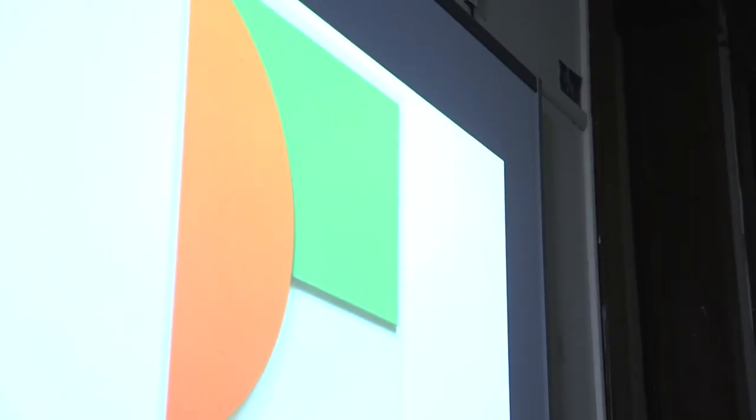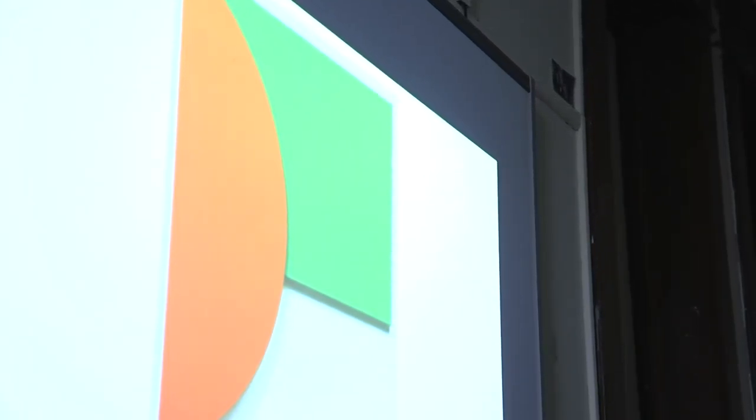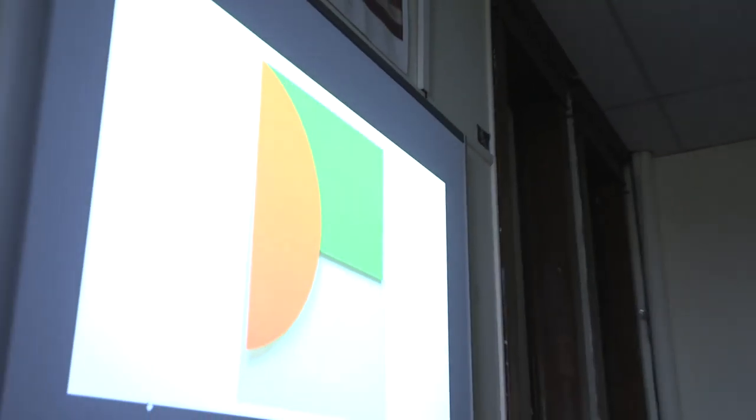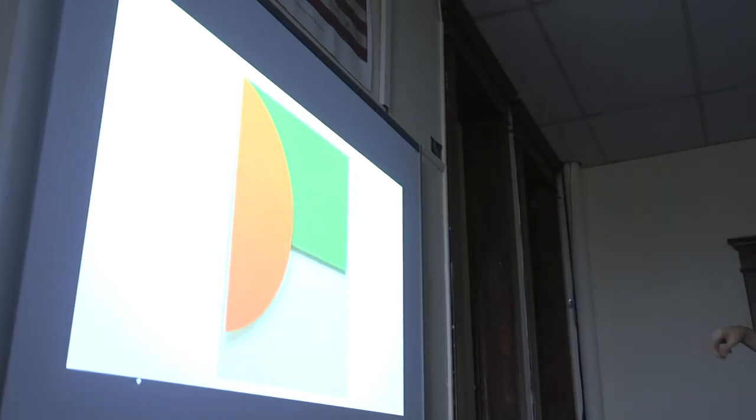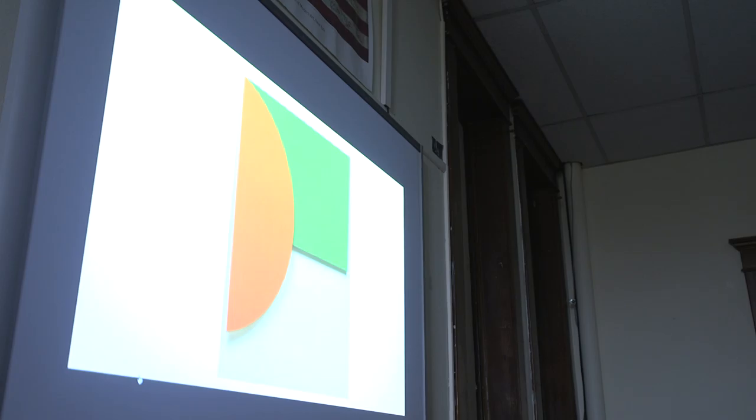Okay, this is a painting by Ellsworth Kelly. The title is Orange Relief with Green. And this was painted in 1991, an asymmetrical abstract painting that is made up of two canvases. If you were to describe this painting with one word, what would it be?